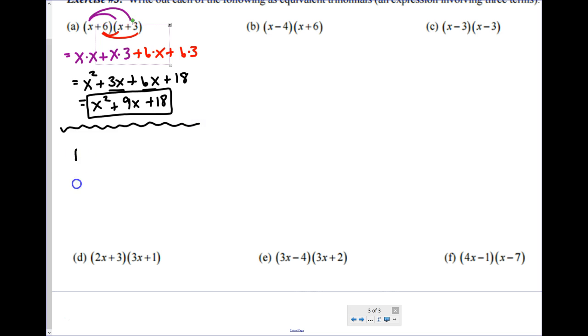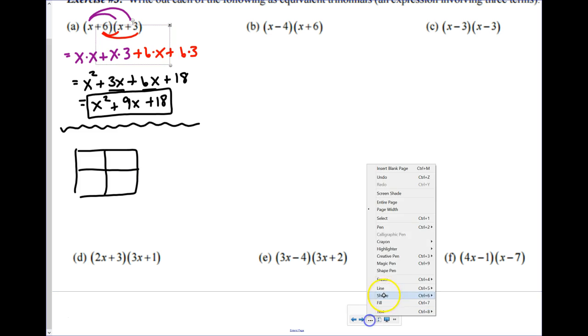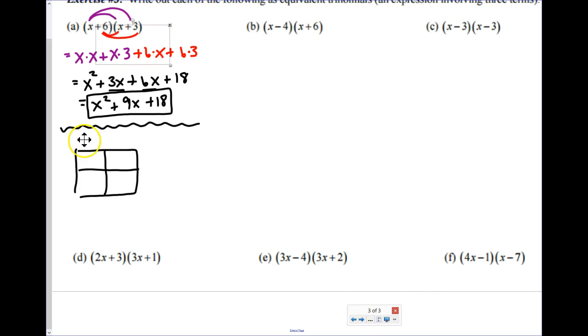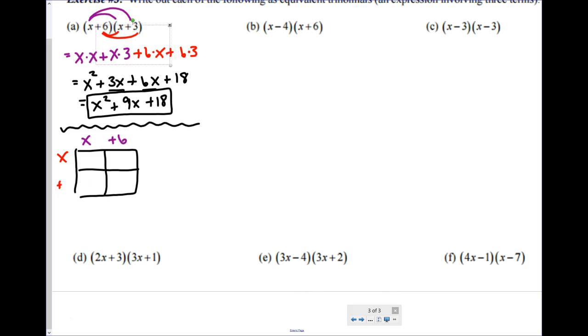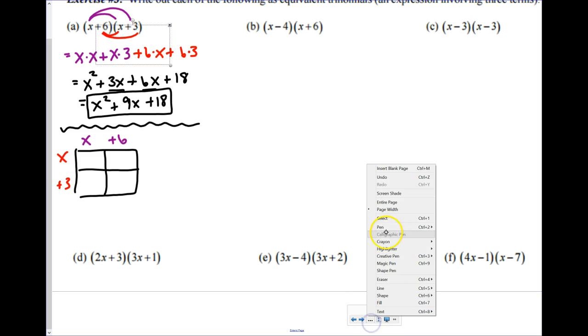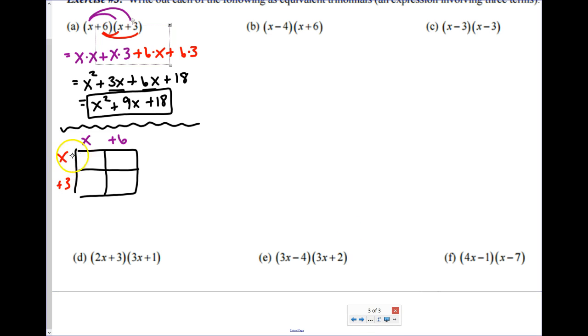Okay, so I'm going to draw a box. There's my box. On top, I'm going to put the x plus 6, and on the side, I'm going to put x plus 3. And now I'm going to find all the individual problems. So this first one is x times x, which is x squared. The one on the right is 6 times x, so 6x. This bottom left is 3 times x, so 3x. And this is 6 times 3, which is 18.